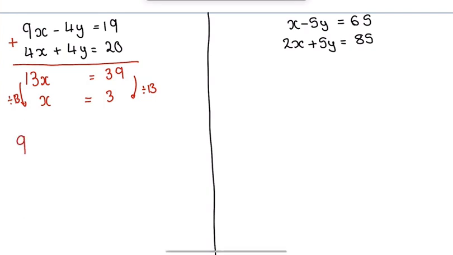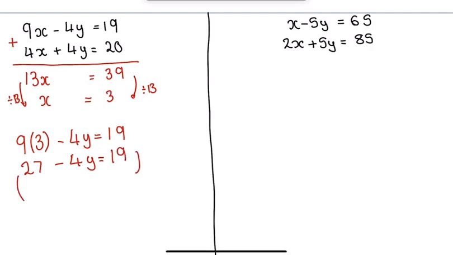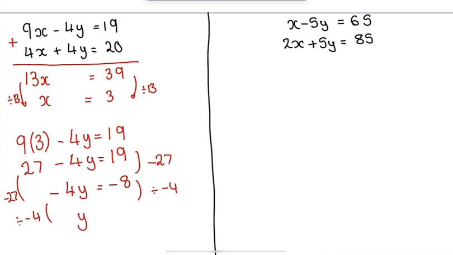So I'll use the first one. 9 lots of x, which is just 3, take away 4y equals 19. I know that 9 times 3 is 27. And now I can go ahead and solve this. I'm going to get rid of my 27 by taking it away from both sides, leaving me with minus 4y equals negative 8. And then dividing both sides by that negative 4 is going to leave me with y equals 2, as negative 8 divided by negative 4 gives me a positive. So they would be my answers there. x is 3 and y equals 2.